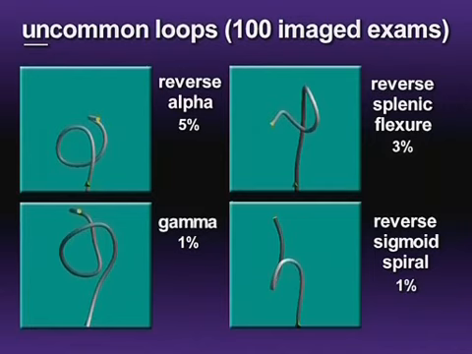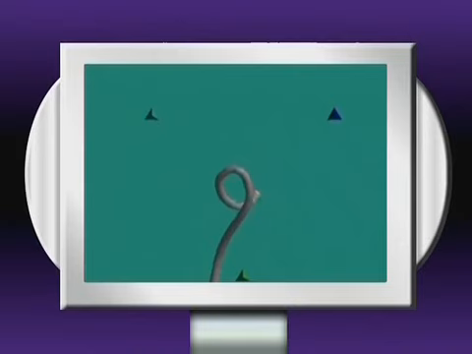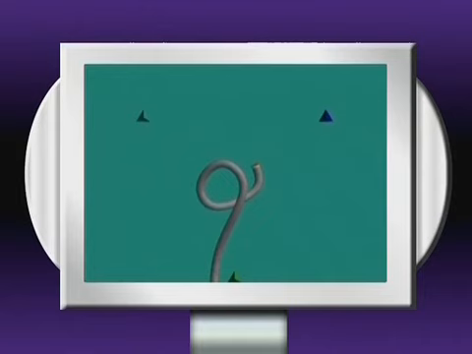None of these were correctly guessed by experts without scope guide. Scope guide 3D imager shows when a loop is atypical, such as this reversed alpha loop in the sigmoid. It's obvious that this is a counterclockwise spiral, so strong counterclockwise torque is needed during withdrawal to straighten the loop, rather than the usual clockwise twist.